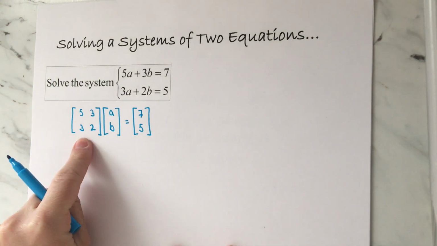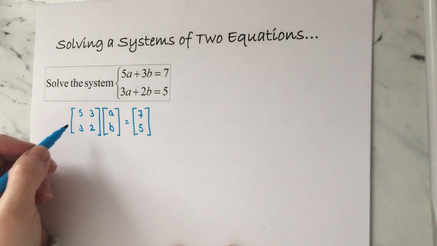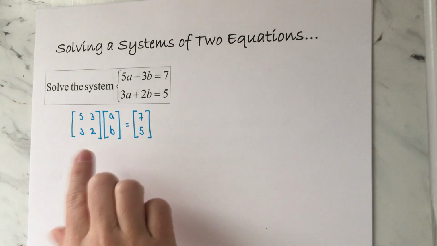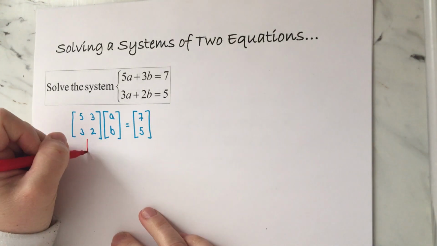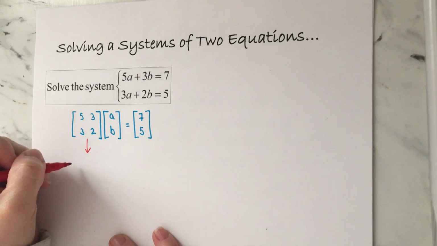All right, anyways, we have our coefficient matrix, variable matrix, and our constant matrix. All right, working to solve, I'm going to use a different color. I need to find the inverse of our coefficient matrix. First, I need to determine, does it even have an inverse?